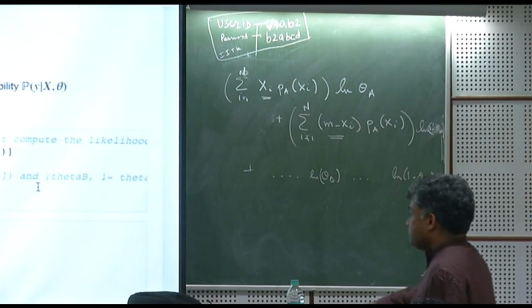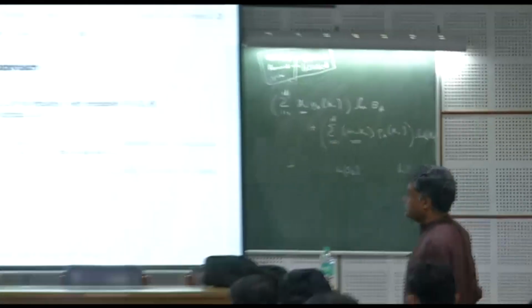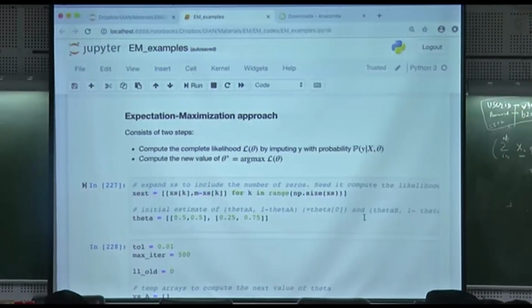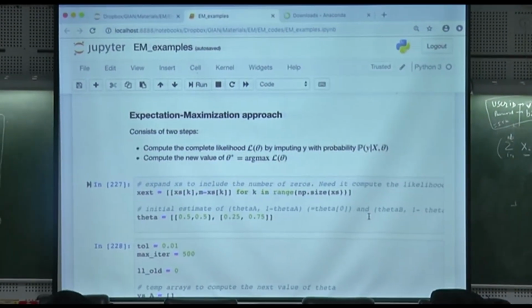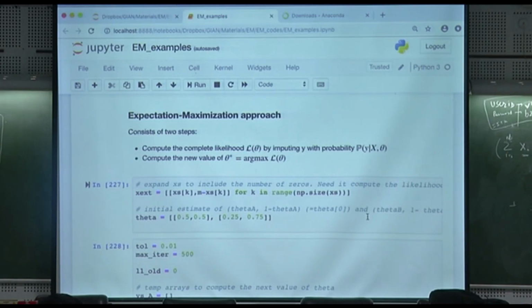For thetas, theta a, 1 minus theta a, theta b, 1 minus theta b, I put the initial estimates to be 0.5 and 0.75. Once we run it, there was a comment made during the break about what if I initialize the theta differently, what is going to happen. So we'll play around with that in a moment. There was another comment about what to do here. So if I want to randomly start from here, what would I do? How would I randomly initialize things?